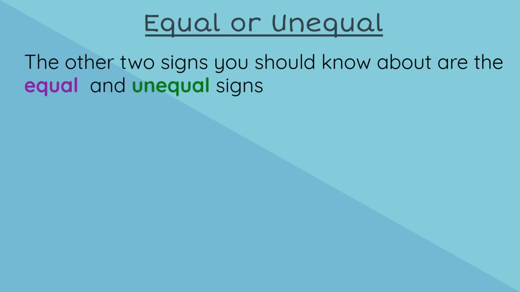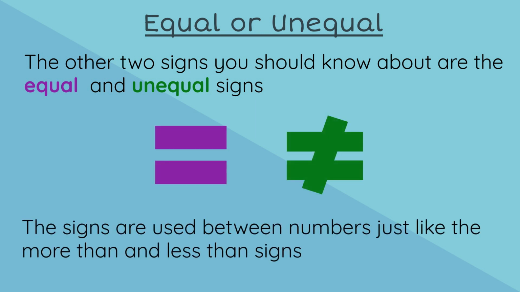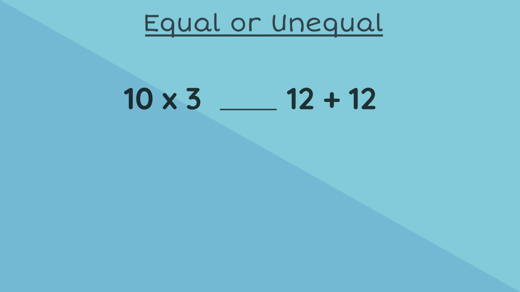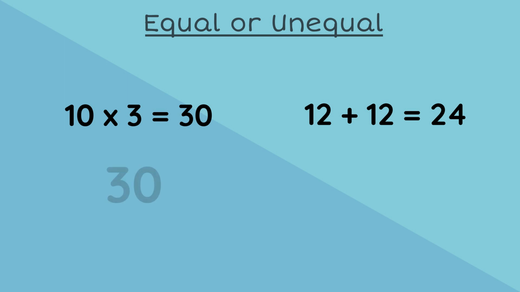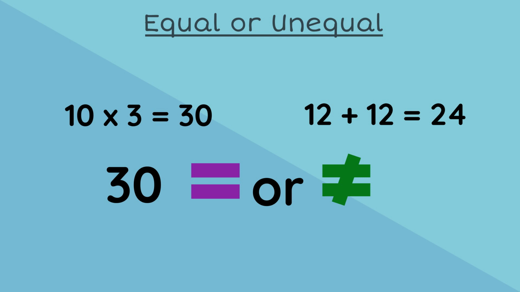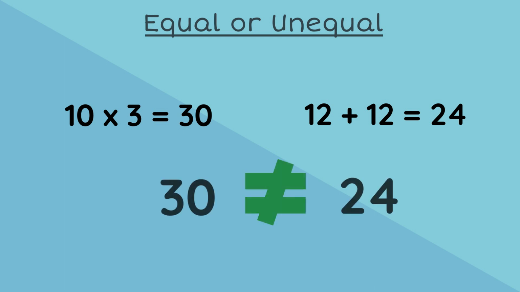The other two signs you should know about are the equal and unequal signs. The signs are used between numbers just like the more than and less than signs. For example, look at this number sentence. On the left-hand side, we have 10 multiplied by 3, and on the right-hand side, we have 12 added to 12. Are these two equations equal or unequal? Well, 10 multiplied by 3 is 30, and 12 added to 12 is 24. Therefore, on the left-hand side, we have 30. Is that equal or unequal to 24? It is unequal.